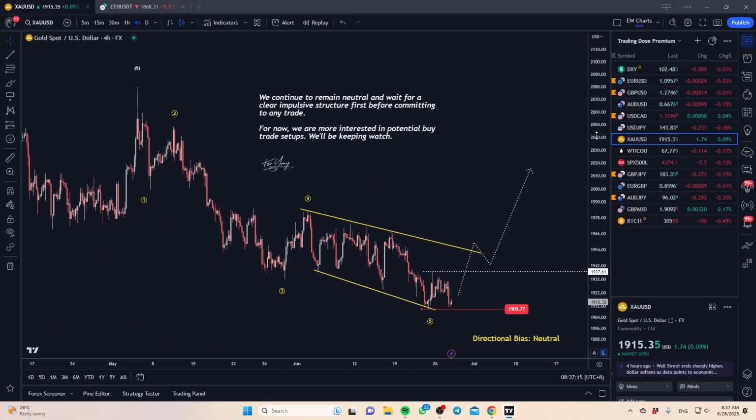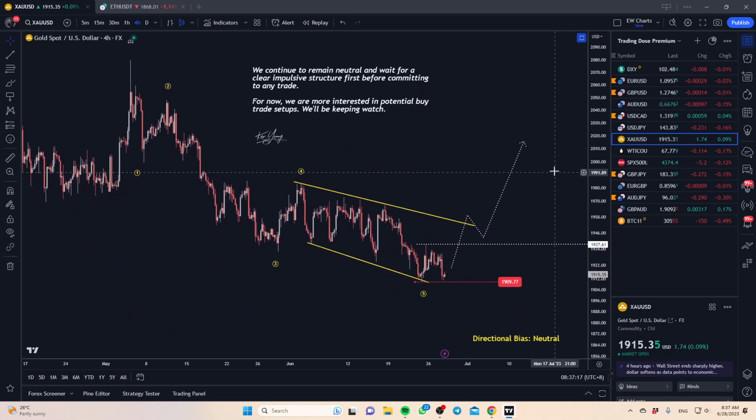Then we have gold. Gold over here I'm also neutral, but I'm actually more interested in the upside simply because of this structure that is developing. Very corrective in nature, so I don't expect this to keep falling. I'll be more keen to see if we can get a bounce, and I'll be more interested in the buy, right? So this is my key level to keep watch.